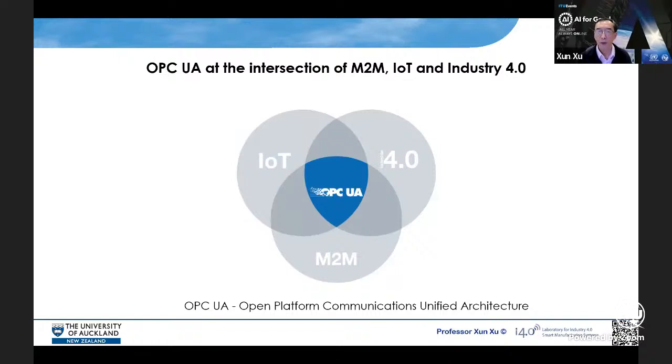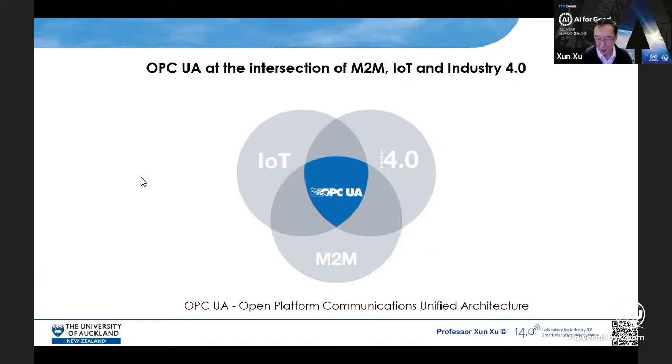So what is it? Well, typically people think there's an overlap between Industry 4.0 and IoT and machine-to-machine communication, M2M. And the part that overlaps in the middle is OPC UA. So this is the Open Platform Communications Unified Architecture. It's believed that this is one of the key protocols that enable smart factories. It is still being developed. So implementing Industry 4.0 technologies, part of that is to deploy OPC UA at different levels. This is one of the important protocols that we need to look into and try to understand.